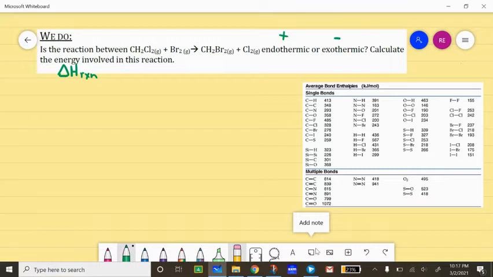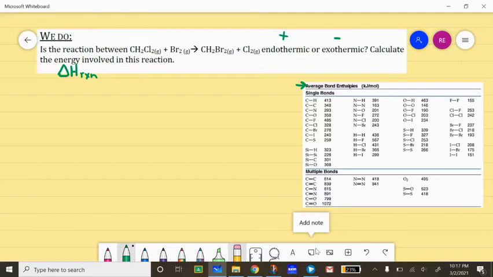So given that we have a table of average bond enthalpies, we're going to go with drawing the Lewis structures for the reactants and products and discovering whether the enthalpy of reaction is positive or negative by taking the enthalpy of the bonds broken and subtracting the sum of the enthalpy of the bonds formed.